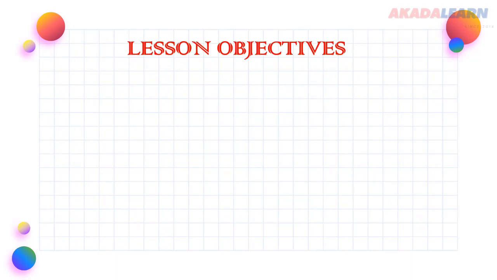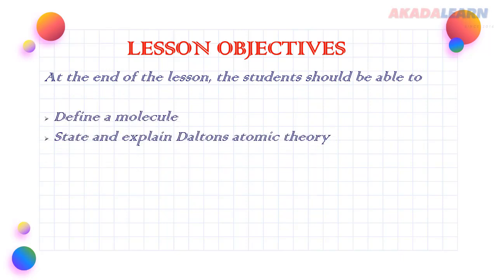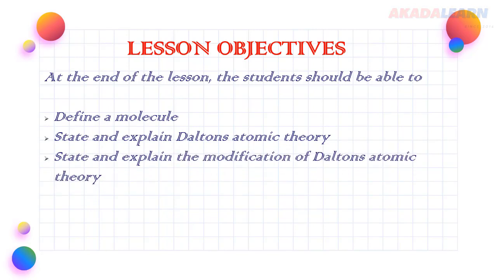Lesson objectives. At the end of the lesson, the students should be able to define a molecule, state and explain Dalton's atomic theory, state and explain the modifications of Dalton's atomic theory.